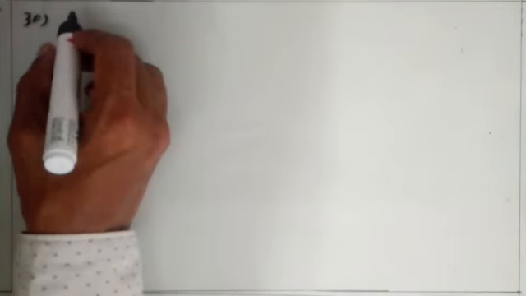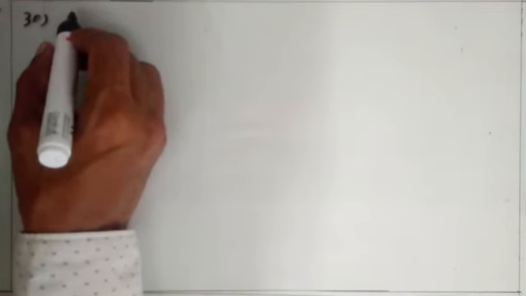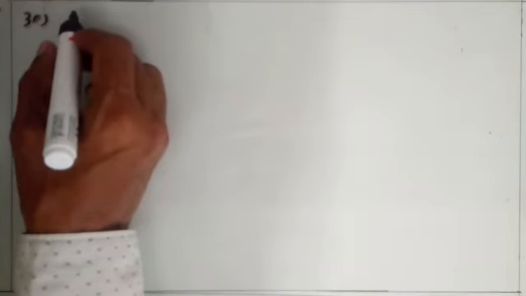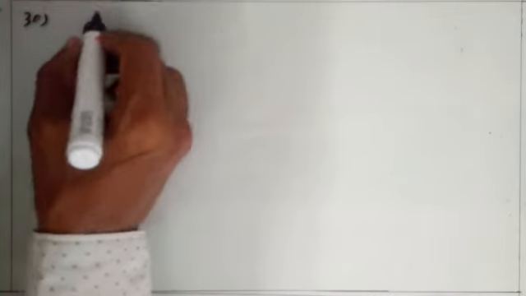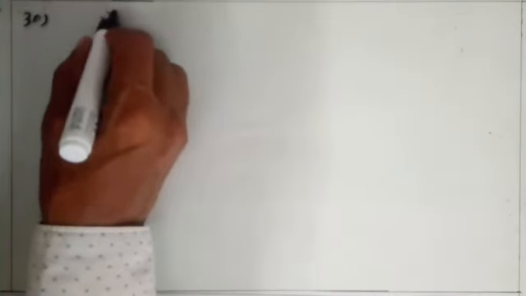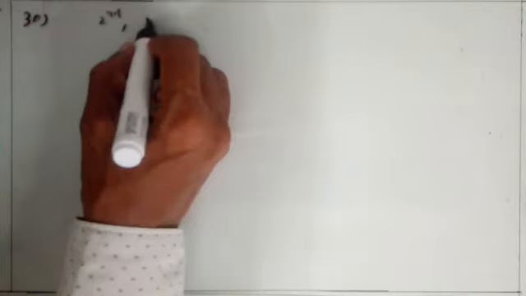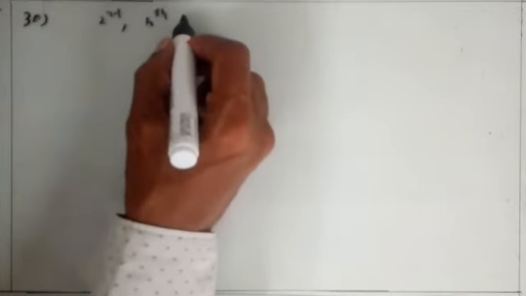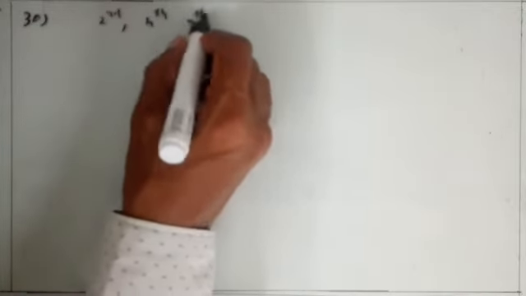Now question number 30. The number of bacteria in a certain culture doubles every hour. If there are 30 bacteria present in the culture originally, how many bacteria will be present at the end of the second hour, fourth hour and the nth hour?